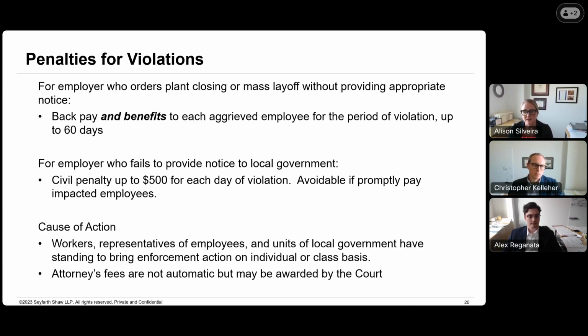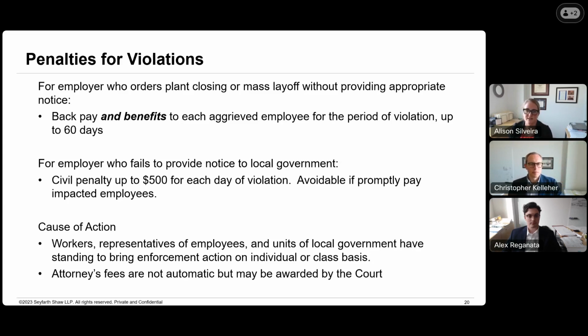That said, as Chris has already mentioned, there are wage-related penalties for failing to comply with WARN, the most relevant of which is that an employer who violates the provisions by ordering a plant closing without providing the appropriate notice will be liable to each aggrieved employee for back pay and benefits for the period of violation up to 60 days. This is a little bit beyond the scope of this presentation.